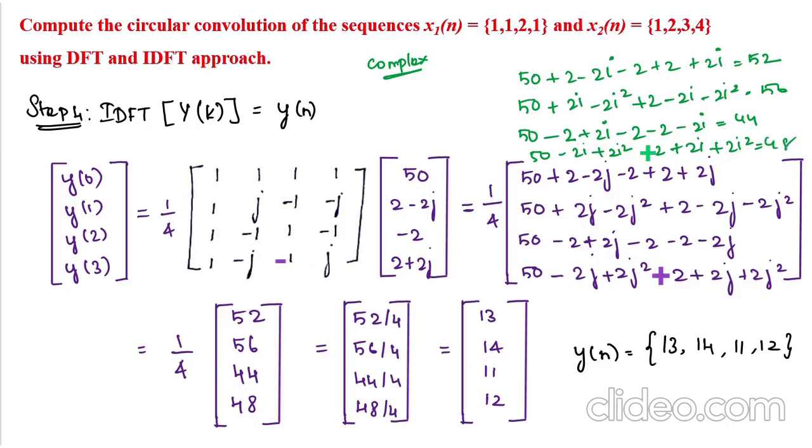If you are going to solve manually, remember the value of j square is minus 1. That is, j is the root of minus 1, so if you square both sides, it is the root of minus 1 the whole square, so j square is minus 1. Now after this step, there is 1 by 4 outside, which you should not forget. So you will take this 1 by 4 inside for each term. After solving it, you will end up with y of n equal to 13, 14, 11 and 12.